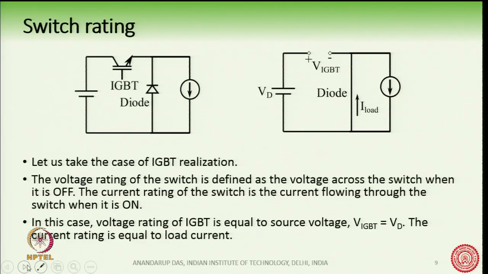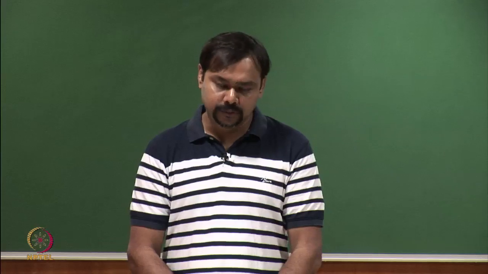So, let us take the case of this converter with an IGBT based realization, which I have shown in this circuit here. We have a voltage source, we have the current source, the IGBT and the diode here. Now, what is a switch rating? Switch rating is the rating of the switch that we are going to use. There are many ratings of the switch which you can see from the data sheet of a switch, but there are two very important ratings of a switch.